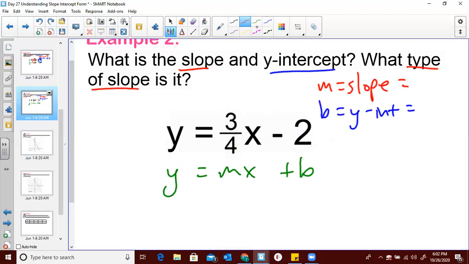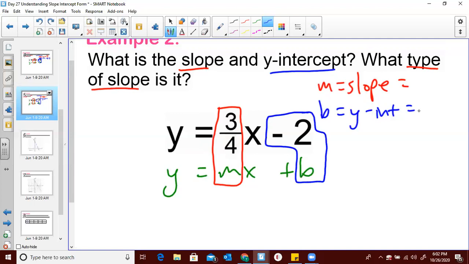All right, so I'm going to box in my slope. I'm going to match it up with my m, and there I have my slope. I'm going to box in my y-intercept. Again, remember, I'm bringing that sign with me. So my y-intercept is just going to be -2. And my slope right away is just going to be 3/4, positive, because there was no negative, and a positive is implied when there's no negative.